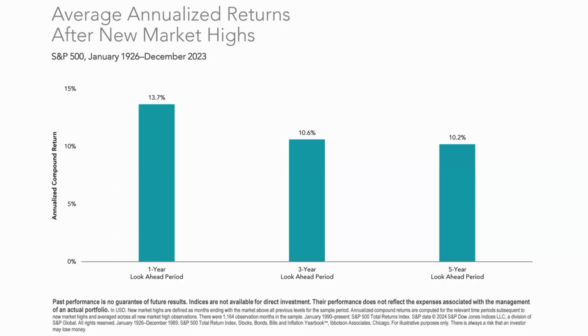So what happens after new market highs? Well, going back to 1926 all the way through 2023, the average annual returns after new market highs: 1 year from the high is 13%. 3 years from the high is 10%. 5 years from the high is 10% annualized. So I think everyone would probably agree that the 10% number out 5 years means you double your money every 7.2 years, roughly.